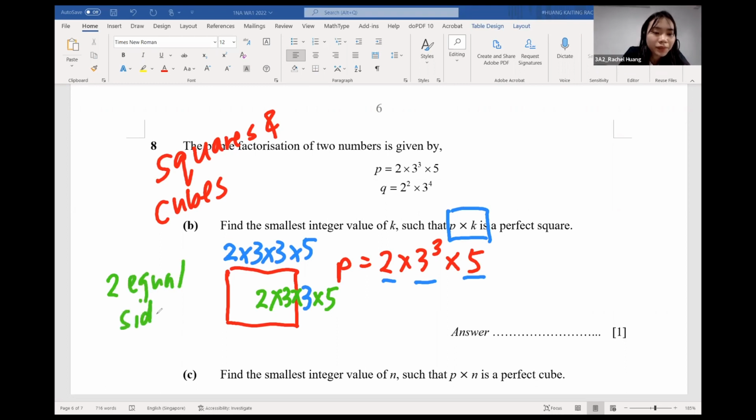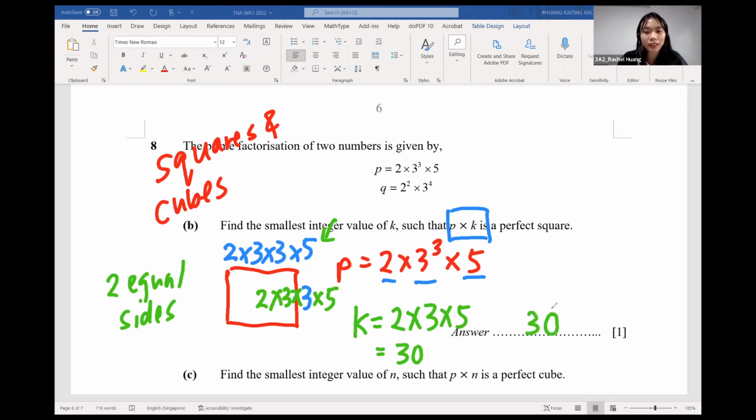Am I right? And how did I distribute the blue color numbers is from what p has, but then the green color numbers are what p needs to become a square. Okay, so in the end, when we think about k, which is multiplied to p to make it a square, k would be equal to the green numbers 2 times 3 times 5, which is what I need to make p a perfect square, and that would in total be 30. Okay, so the answer would be 30.